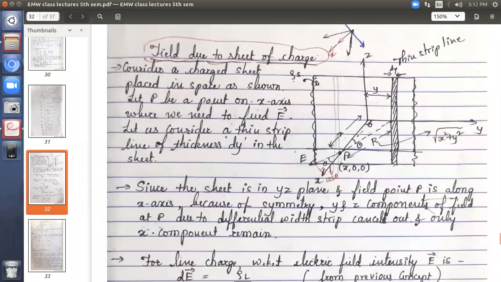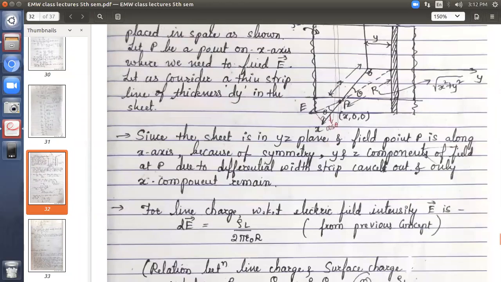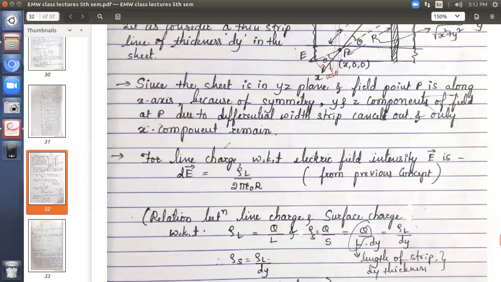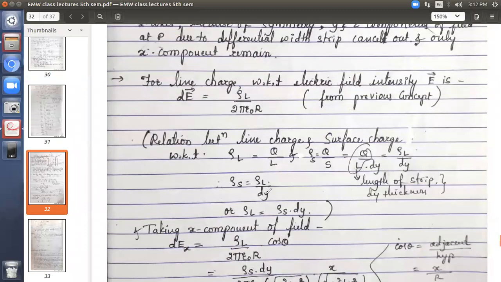With this basic figure, the point considered is on the x axis, and the sheet considered is in the yz plane. Because of that, only the third component of the field exists. These two get cancelled because of the symmetry, plus and minus cancel. This discussion was here. What we did, no need to recall it.